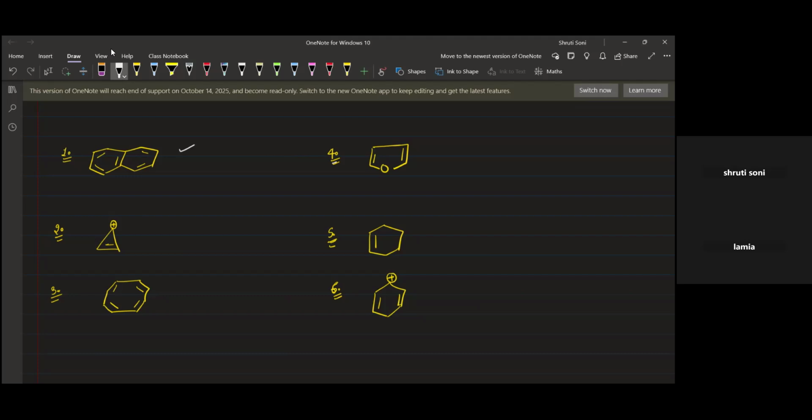Then the third one. How many pi electrons are there? How many pi bonds? Firstly, you tell me. How many pi bonds in this whole case? Five. Five pi bonds multiplied by two means how many pi electrons? 10 pi electrons. So does Huckel's rule need 10 pi electrons? Yes. So the third rule is also checked. So this given compound is aromatic.